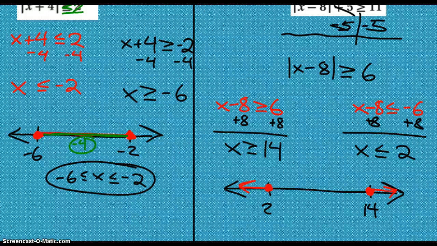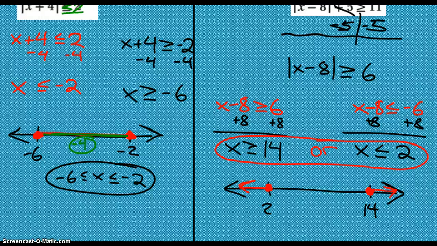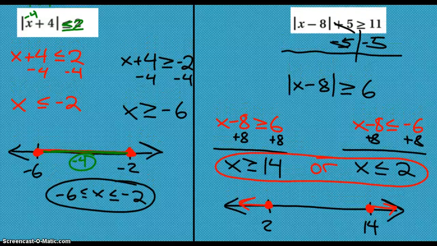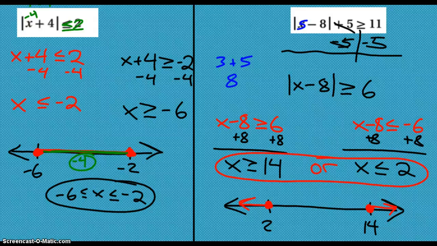So this is going to be an OR statement, so I could say that that is my solution. Again, you can check a point in between 2 and 14. It shouldn't work for this absolute value. So if we picked 5 and put it in for x, we get 5 minus 8, which is negative 3, and the absolute value of that is positive 3. So we'd have 3 plus 5, which is 8, but 8 is not greater than or equal to 11. So we are good there, because 5 shouldn't be a part of our solution.